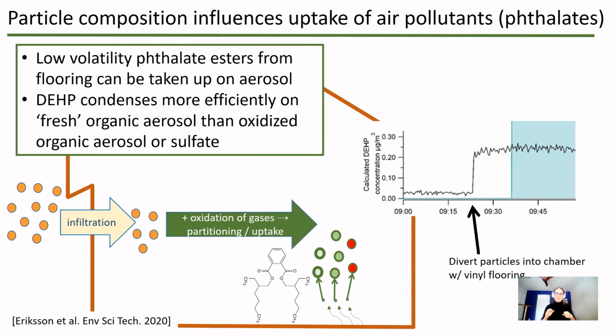this study from Sweden that shows that if you take particles of different compositions and you put them into a chamber or room where you have vinyl flooring, the phthalate esters from that flooring, which are very low volatility, can actually condense onto aerosols. But more than that, the phthalate esters condense more efficiently on different types of particles. Different chemistries of particles influence that uptake rate. So this tells us again that the chemistry really matters, but this is also a method to take pollutants from one place in a house and move them around to others.